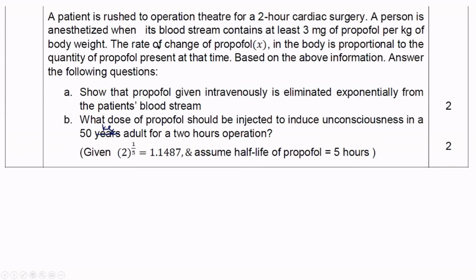So here it says a person is anesthetized when the bloodstream contains at least 3 mg of propofol per kg of body weight, and it is given that the rate of change of propofol x is proportional to the quantity of propofol present at that time. Now we need to show that this propofol is eliminated exponentially from the patient's bloodstream if it is given intravenously, and we need to find what dose of propofol should be injected to induce unconsciousness in a 50 kg adult for a 2 hours operation. And it is also given that the half-life of propofol is 5 hours.